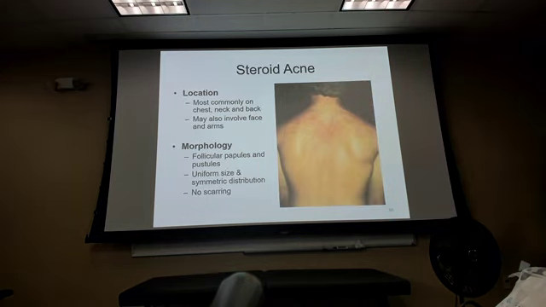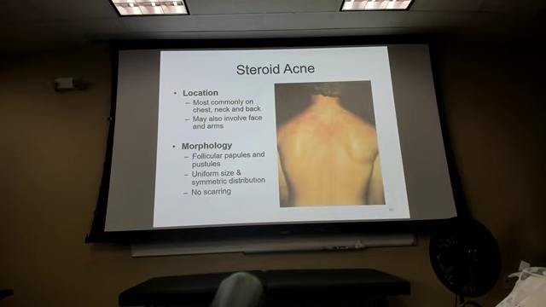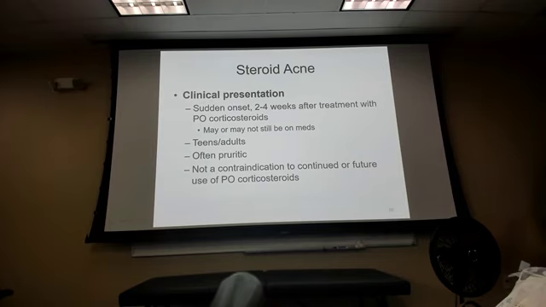All right. Now let's get into the WWE, folks. Steroid acne. Most commonly on the chest, neck, and back. May also involve the face and arms. Follicular papules and pustules, uniform size and symmetric distribution, and it doesn't scar, right? So if you stop your steroids, then this will go away. I know, right?